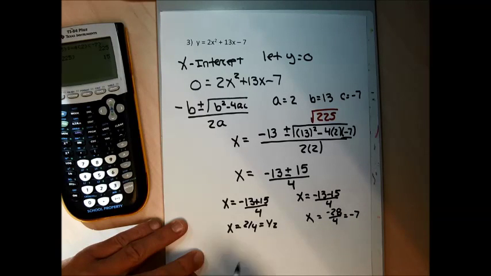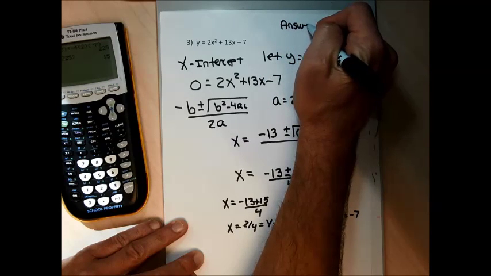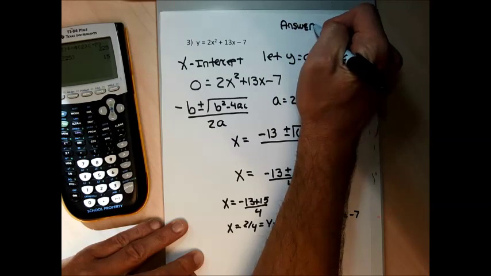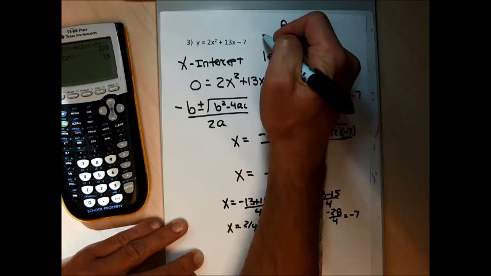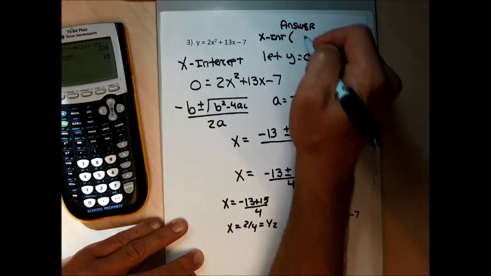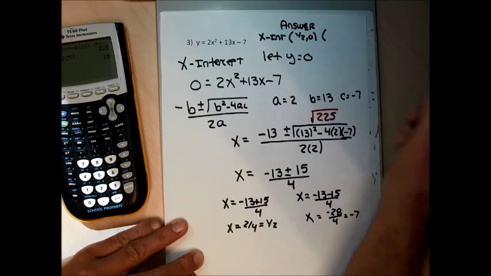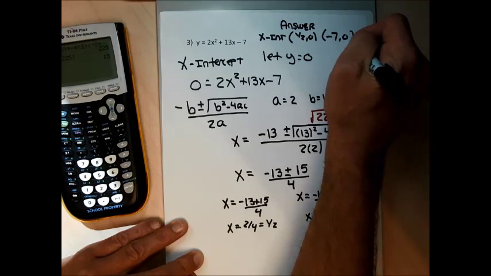So when I go to write my answer, I'm going to squeeze them up here because I want to save some room down low for my y-intercept computation. The x-intercepts, there's going to be two of them. They're going to be the point 1/2, comma 0, and the point negative 7, comma 0.